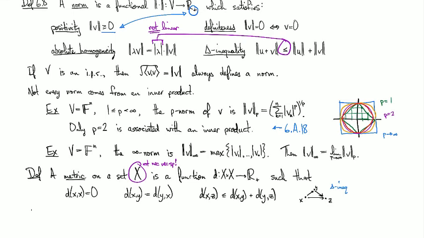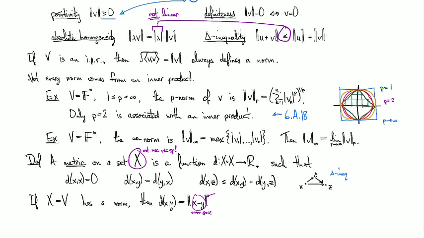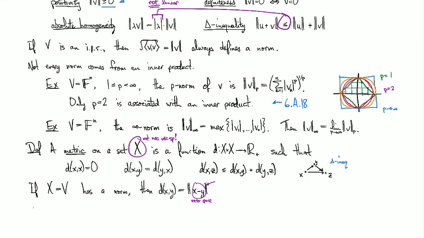Now, if your set is a vector space and it has a norm, then you can always define a notion of distance in terms of that norm, like I said, by looking at the difference. So in this definition, being able to take the difference requires that you have a vector space. And then, of course, the norm requires that you have a norm. Yeah, well, duh.